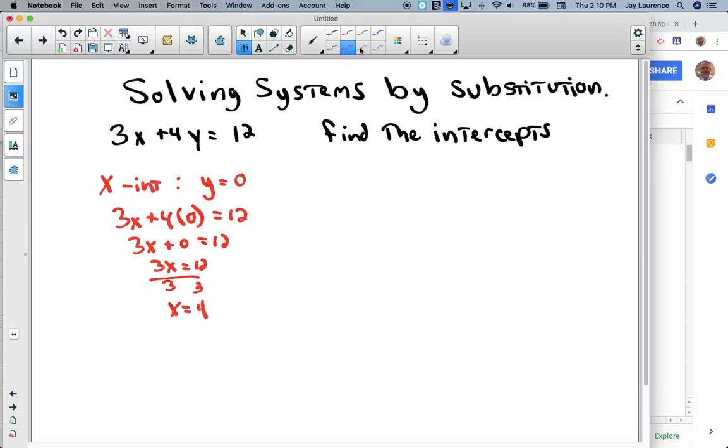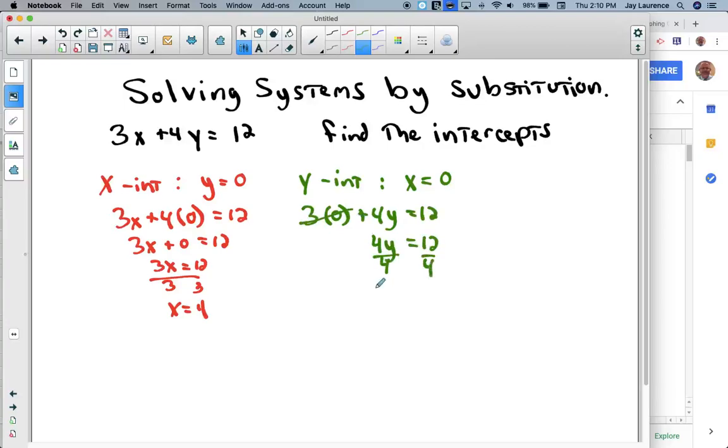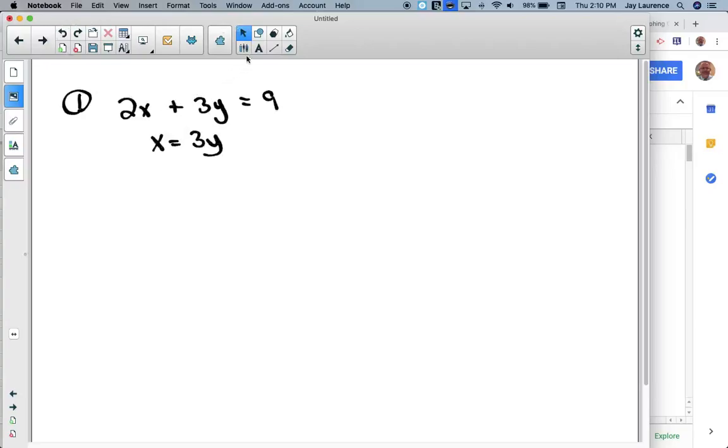Right? And of course we could find the y-intercept by letting x equal 0. So we're going to substitute 0 in for x. So we're going to go 3 times 0 plus 4 times y equals 12. Now I'm getting pretty good at this. I know that's just going to turn to 0, so I'm just going to ignore it and get 4y equals 12, and then I'll divide by 4, and then y is going to equal 3. So the intercepts of this graph were found by using substitution. Well, we're going to do this with a system. It's going to seem a little more complicated, but it's really not that bad.